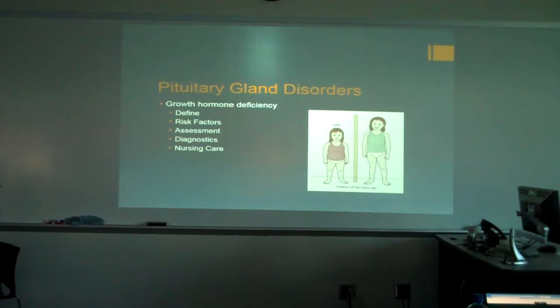So pituitary gland disorders, specifically growth hormone deficiency. It prevents somatic growth throughout the body, or this is hypopituitarism. The most common cause is idiopathic, so the most common cause is we don't know the cause of it. It can also be caused from tumors or trauma, or if the child's had surgery of some sort up in that area. It can be hereditary.